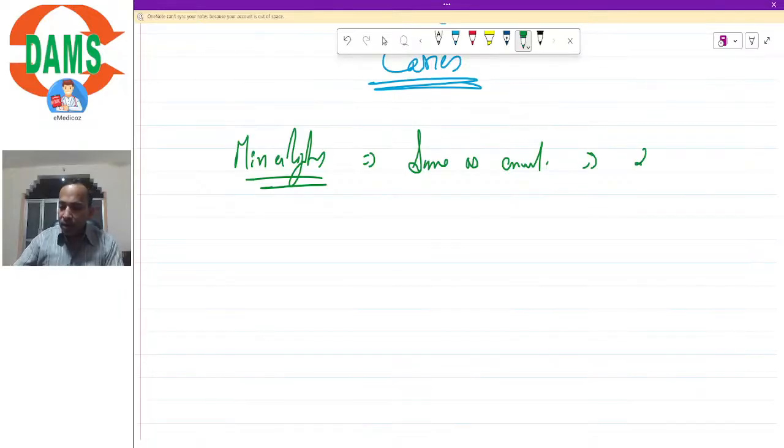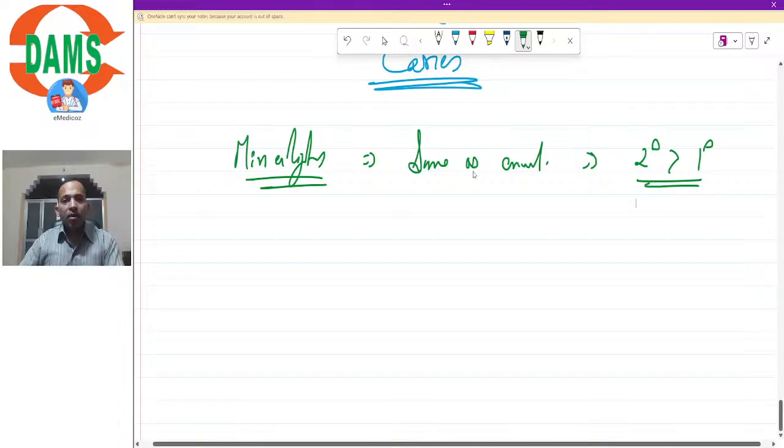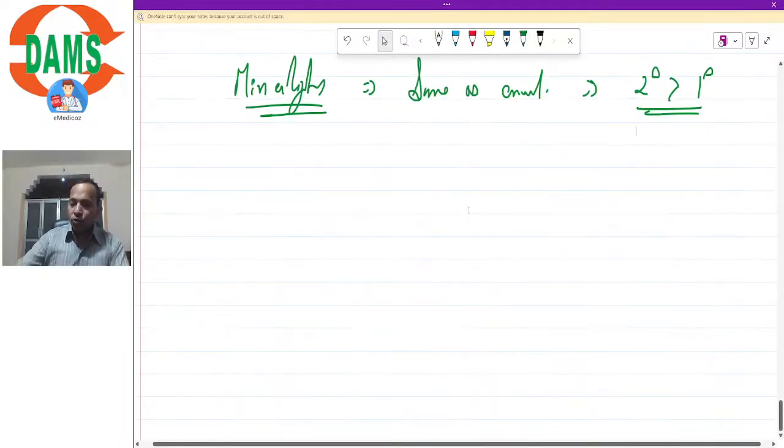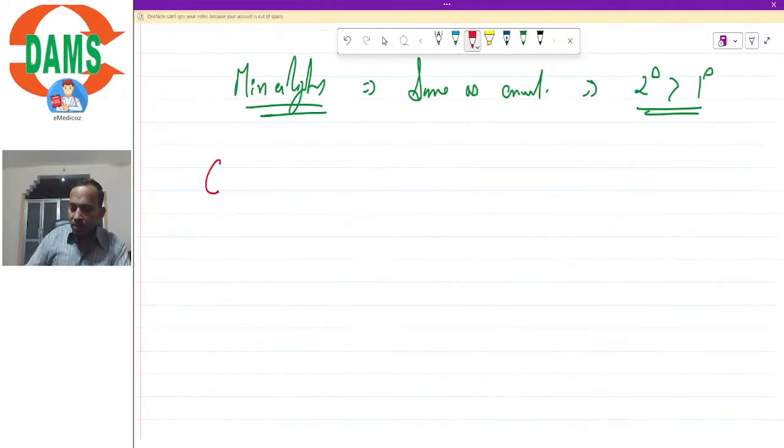Enamel is more in permanent as compared to the primaries. So dentine is more mineralized in permanent dentition. Now let's go to the cementum.